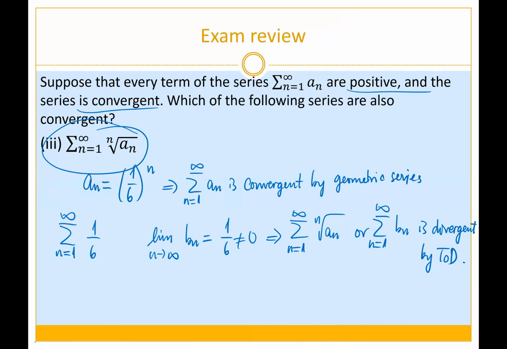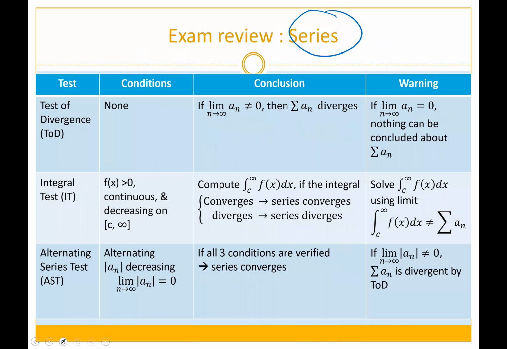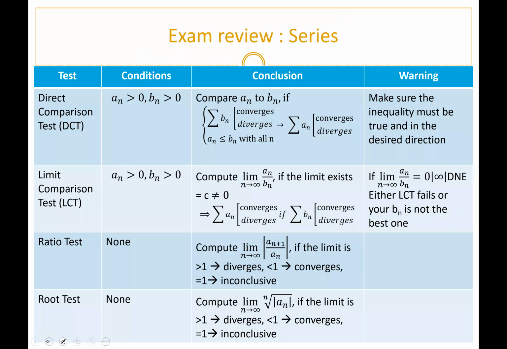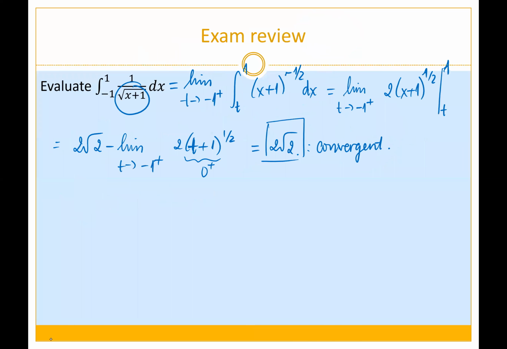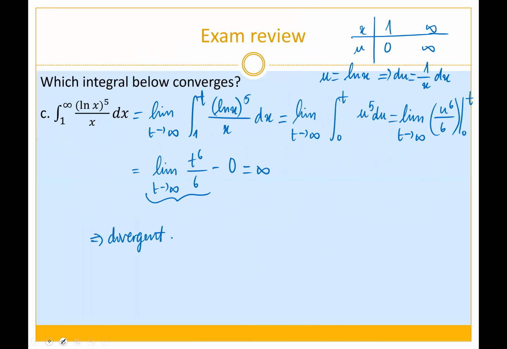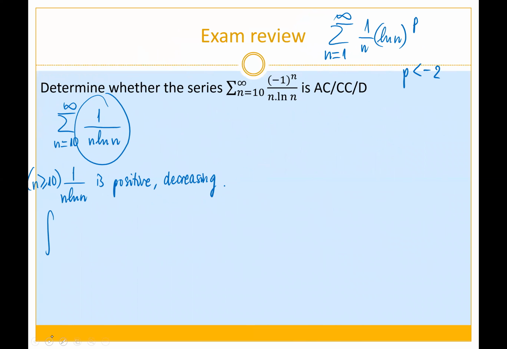Let's go back a little bit. I kind of forgot the conditions for the integral test. The integral test condition is that it's bigger than 0, continuous, and decreasing. Then you compute this integral to see if it converges or diverges, because it's related to the partial sum of the series, but not directly.